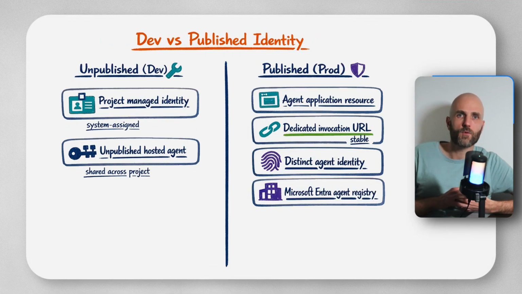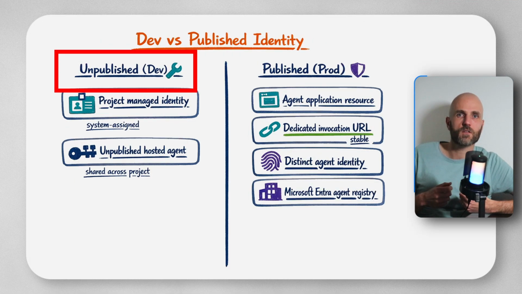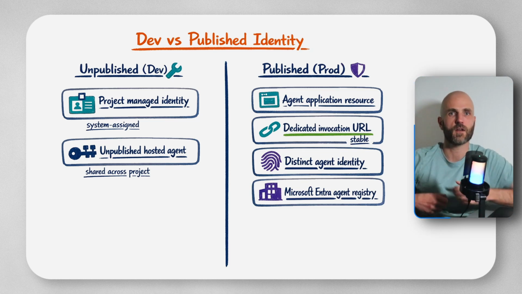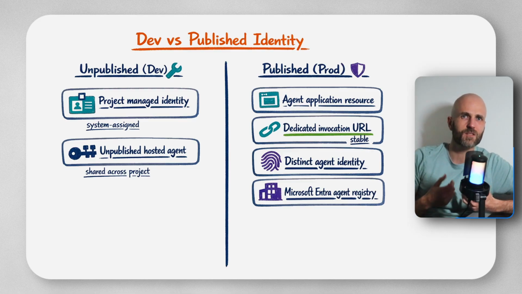The last piece is how do I make this available to real users without making identity a mess. Before publishing, every unpublished hosted agent in a project runs with the project managed identity. It's system assigned and it's shared across all unpublished agents in that project. That's fine for development, but it means permissions are shared. If I grant that identity access to a key vault, every unpublished agent effectively has that access. So that's not what I want.